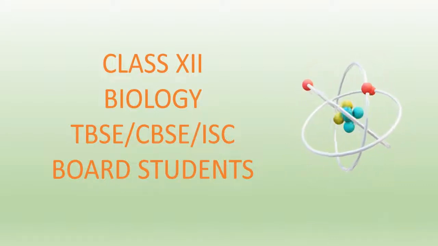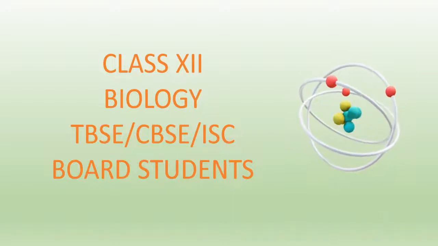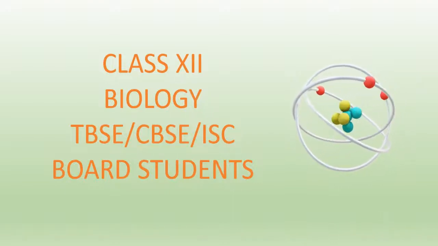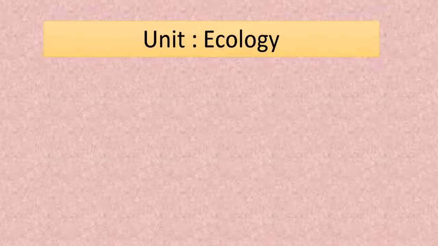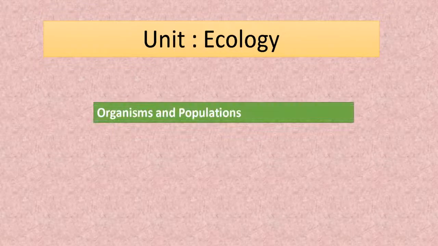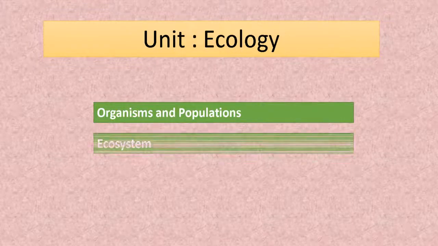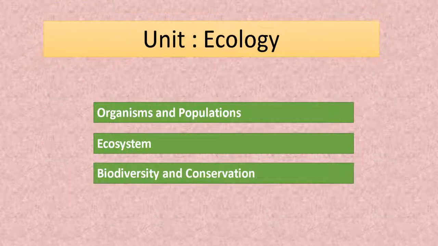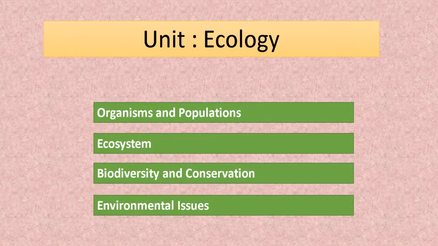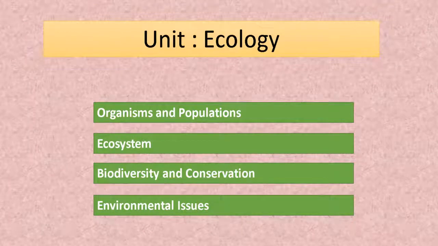So let's begin. What are the main topics in the ecology unit? Mainly there are four chapters in this unit. So today we are mainly focusing on unit number 5, the last unit of class 12 biology. This is ecology, and the chapters in this unit are organisms and populations, ecosystems, biodiversity and conservation, and environmental issues. So what are the main topics we need to cover in these four chapters of this unit?